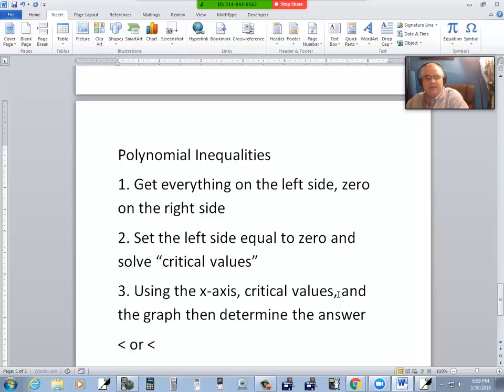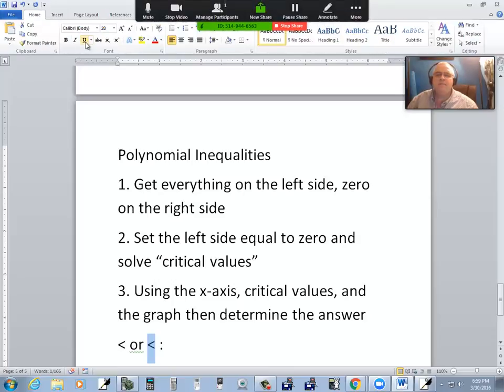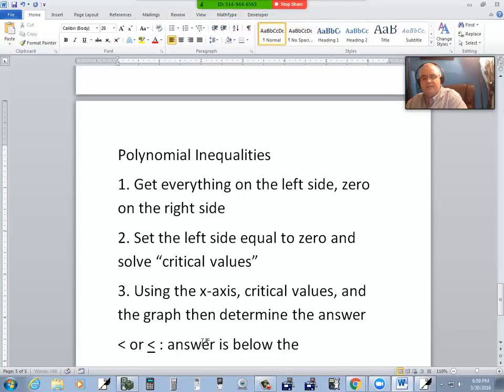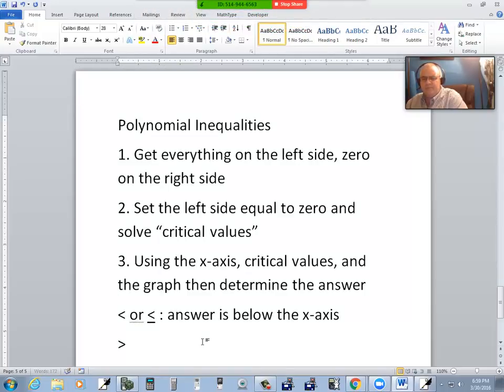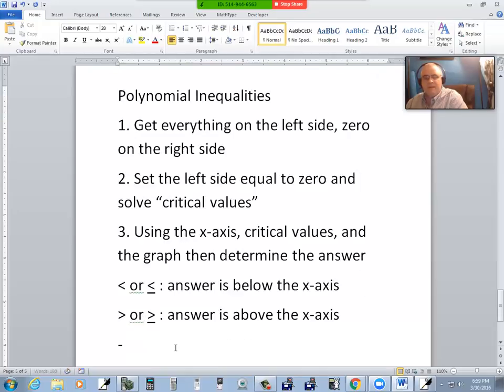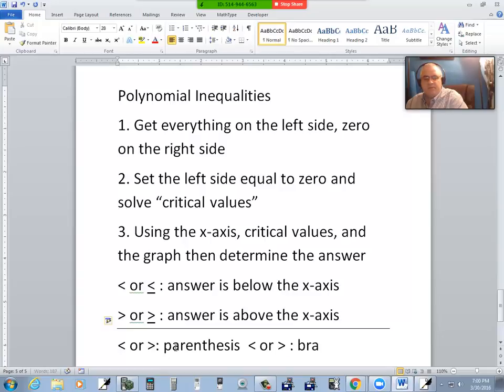If you got less than or equal to, then your answer is below the x-axis. And I'll talk more about that once we look at a problem. If you got a greater than or equal to, your answer is above the x-axis. If you got less than or greater than, you're going to use parentheses. If you got less than or equal to or greater than or equal to, you'll use brackets.